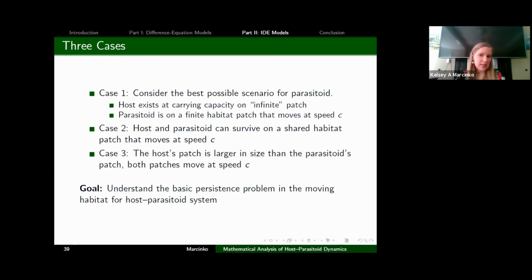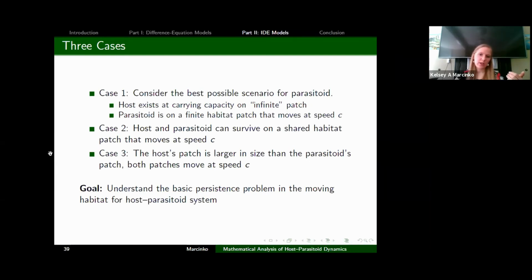In the third case, I'm going to remove that biological assumption and suppose instead the host patch is larger, and the parasitoid patch is smaller and exists inside the host patch, both moving at the same speed. For simplicity, I'm assuming that the parasitoid patch is centered within the host patch. There are a lot of different scenarios you could model, but I'm specifically looking at the case where the parasitoid is centered within the host patch.